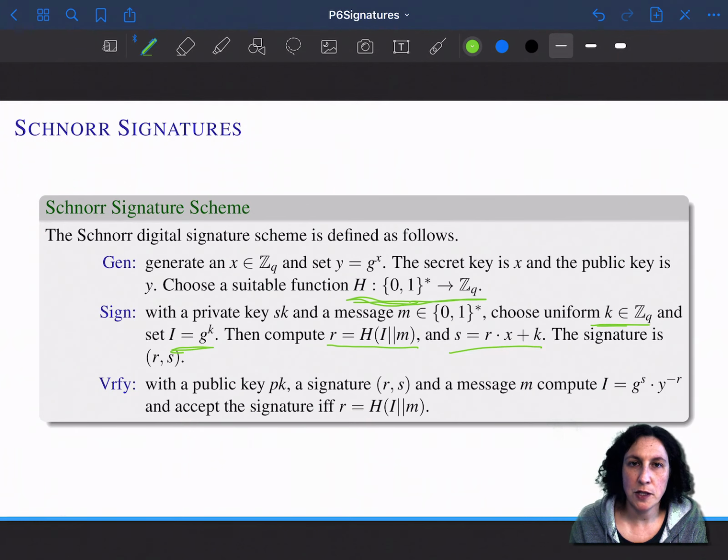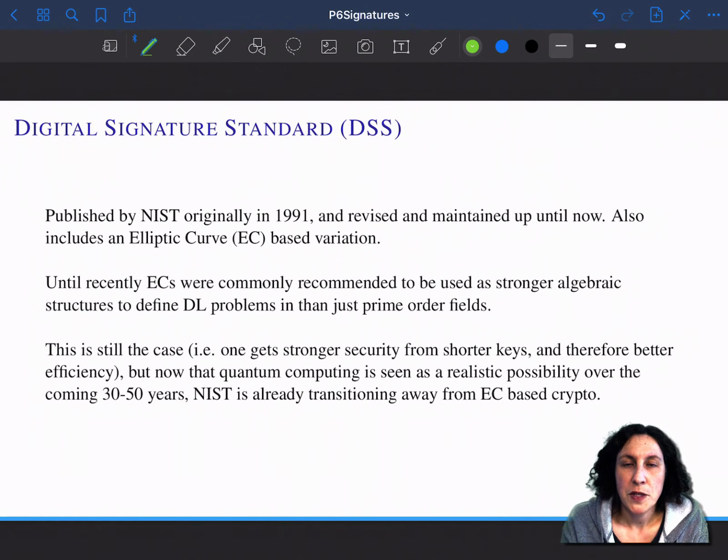So we've just followed the Fiat-Shamir transform step by step. And then when you verify, we do again exactly what Fiat-Shamir suggests. We essentially compute an I by a verification condition, and then we accept the signature if R equals h of I appended to m. And again, you could pause now and actually check that this signature verification will accept valid signatures with really high probability. It's as straightforward as the computation that we have done before. So that's one really popular signature scheme based on discrete logarithms.